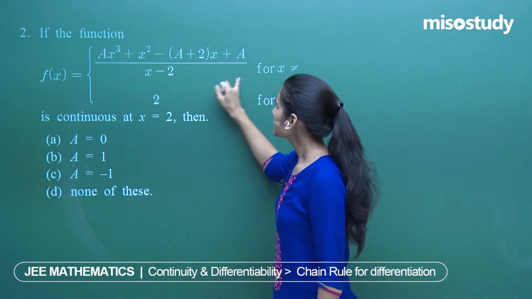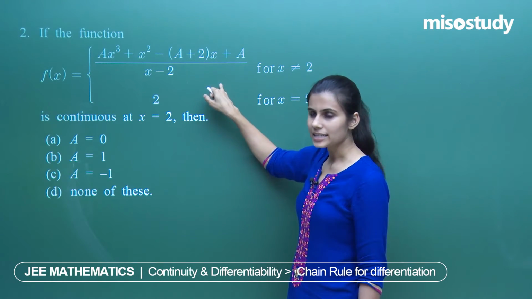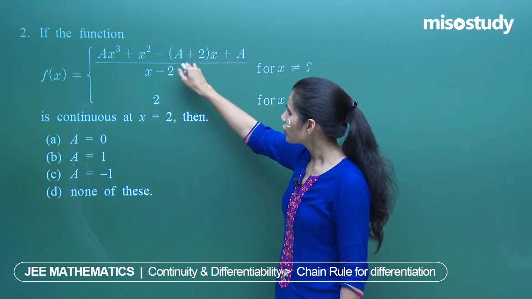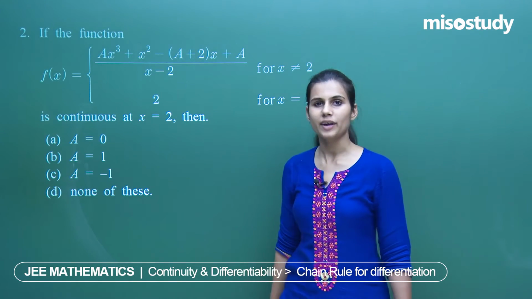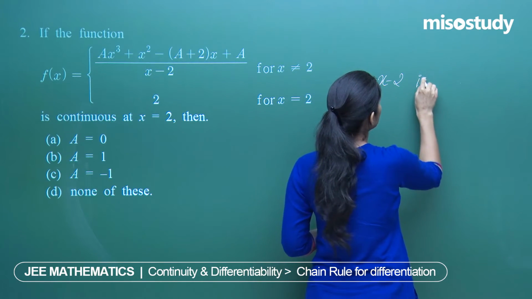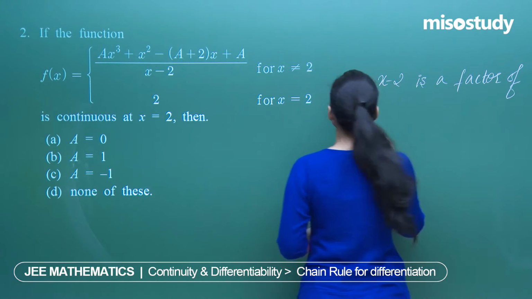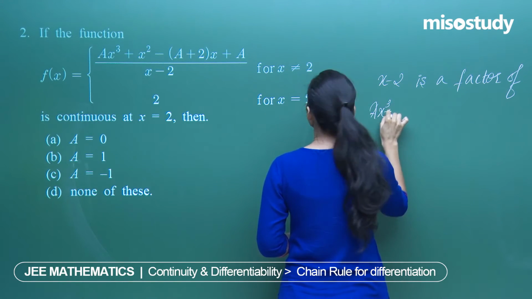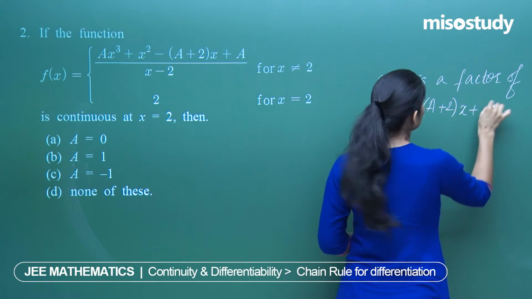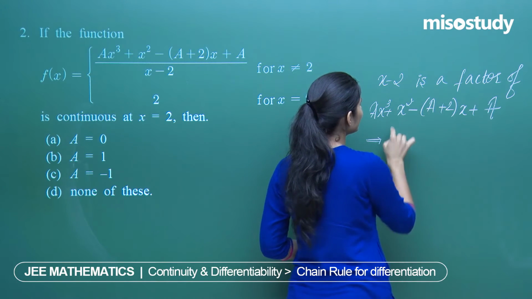That means this limit is existing, right? For this limit to exist, the limit of this particular expression as x approaches 2, definitely x − 2 should be a factor of the numerator, right? x − 2 is a factor of ax³ + x² − a + 2x + a. Factor of this means 2 is a zero of this.